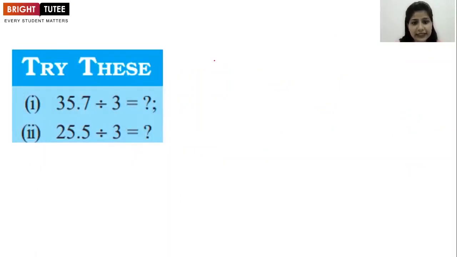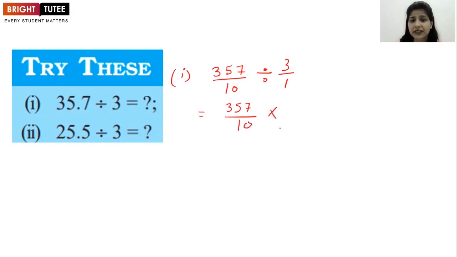So the first one is 35.7. If I write it, it will become 357 upon 10 in the form of a fraction, divided by 3. 3 can also be written as 3 upon 1. Now solving it, this is the first part we are doing, students. The first fraction 357 upon 10 remains as it is, and we change the division sign to multiplication and take the reciprocal of the next fraction.